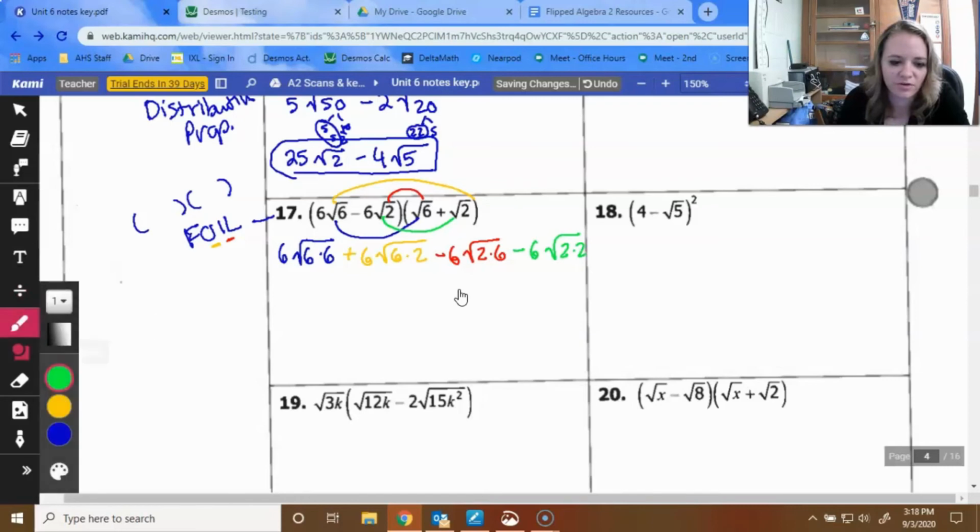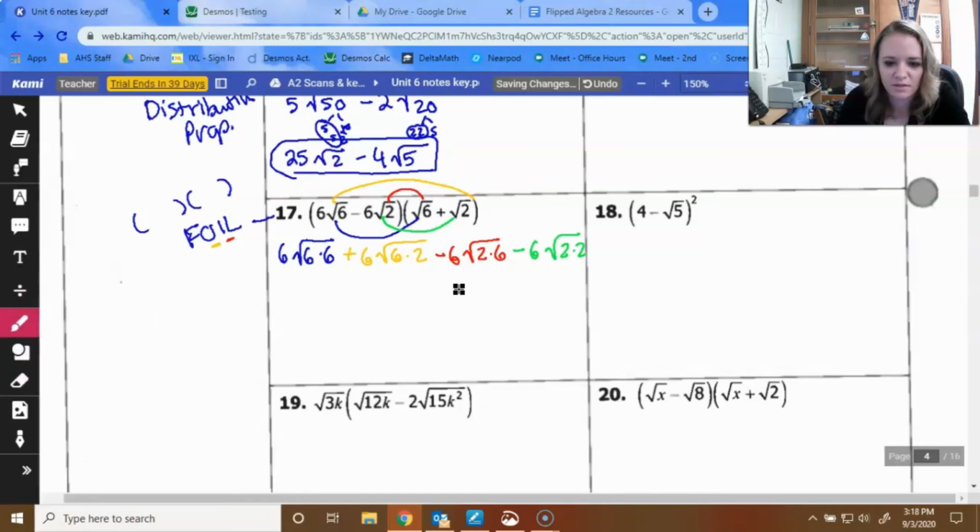And now I can simplify everybody. I'll just do one color. 6 times 6 is 36, but I'm just working it out knowing the square root of 36 is 6. So 6 times 6 is going to be 36. Alright, then we're going to add. This will become a 12.